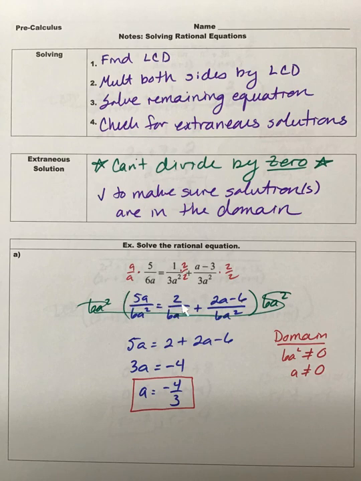So we're left with the numerator, which would be 5a equals 2 plus 2a minus 6. So I'm going to subtract the 2a, and I'm going to add 2 and negative 6. So I get 3a equals negative 4, and a equals negative 4/3. But let's check our domain. Our common denominator is 6a squared, and that cannot equal 0, which means a cannot equal 0. So we're good. This solution is correct.